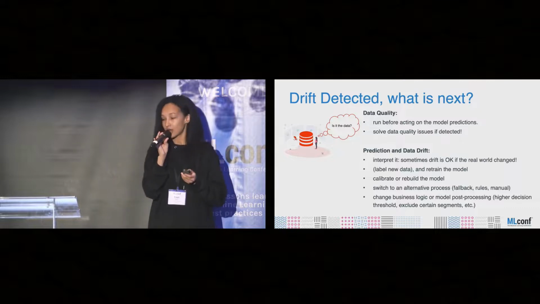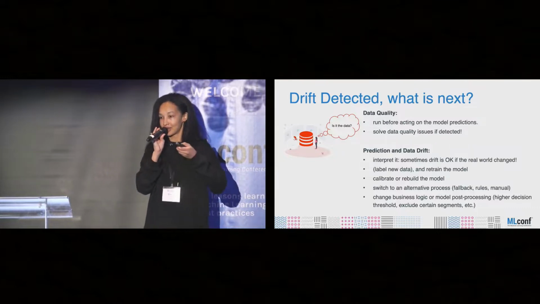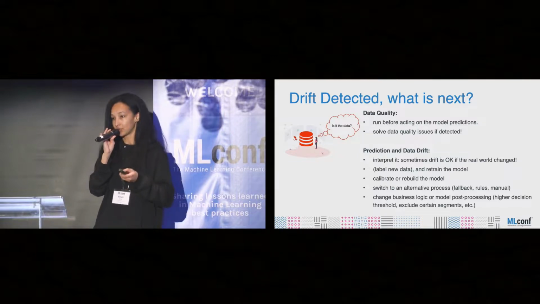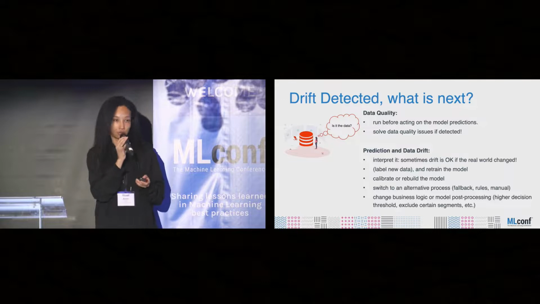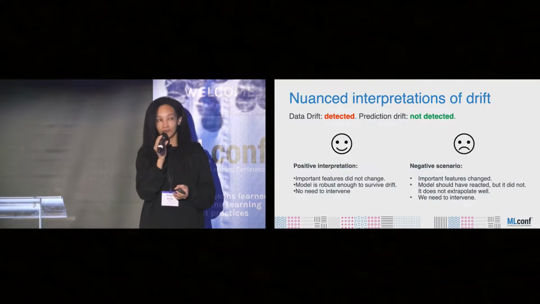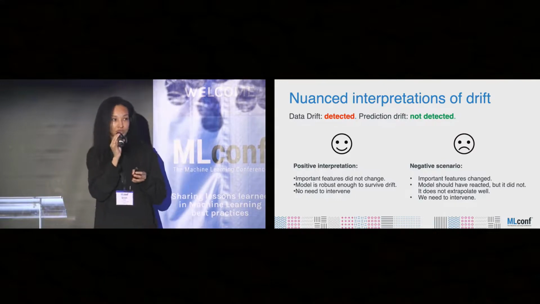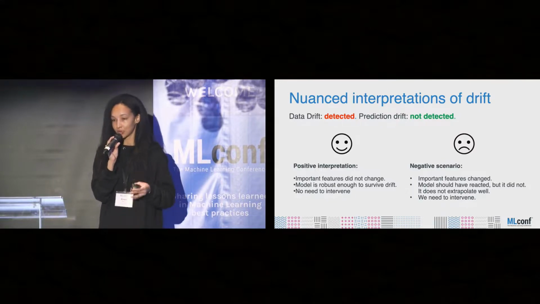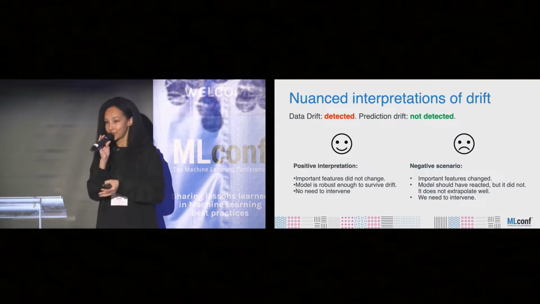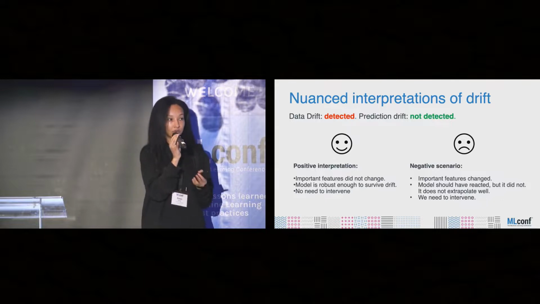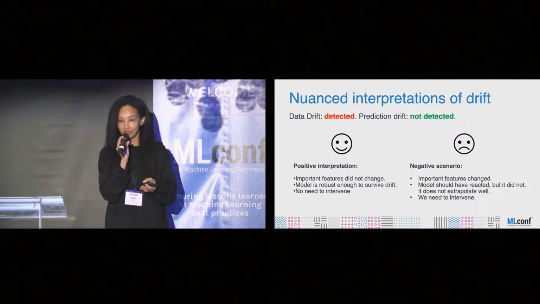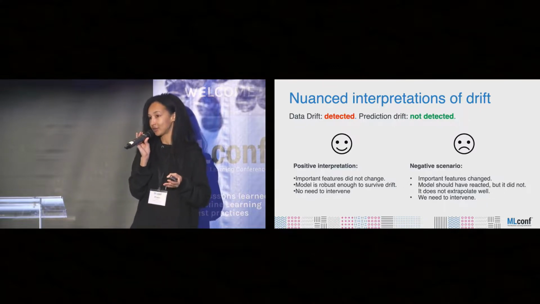The question is how to decide whether the data drift is a problem or not, and here I just want to say that it depends highly on context, and I want to drop a couple of examples of how it can be. Let's assume that we have data drift detected, but our prediction drift is not detected. So the model's output hasn't changed, but some distributions or some features have changed. It can be a positive scenario. For example, only non-important features are drifted, and the model is robust enough to survive it.